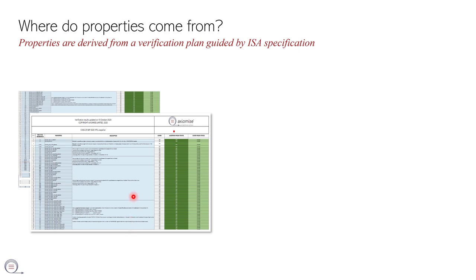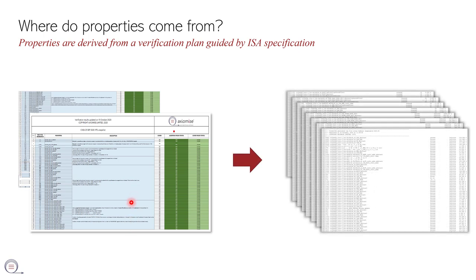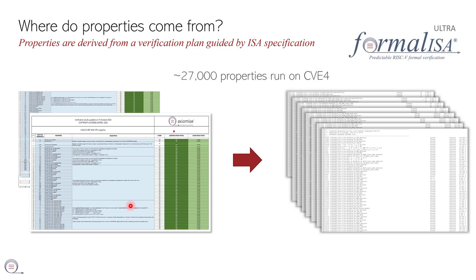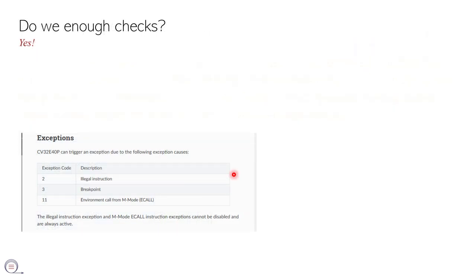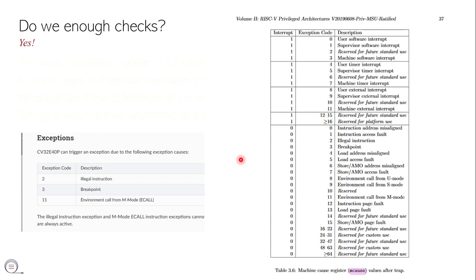For example, this is the one for CVE-4, which then transforms into a number of different properties. In case of CVE-4, we are running 27,000 properties. And do we have enough checks? We believe, yes, we have. We are following the specifications. We are following the changes in the microarchitecture specification. And we are constantly updating our app to actually adapt to what the requirements are for different processors.